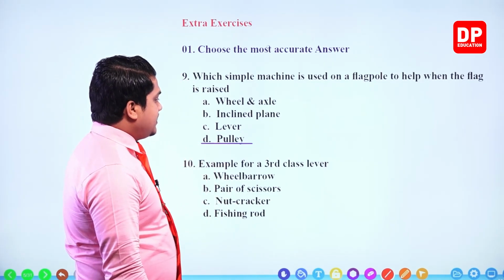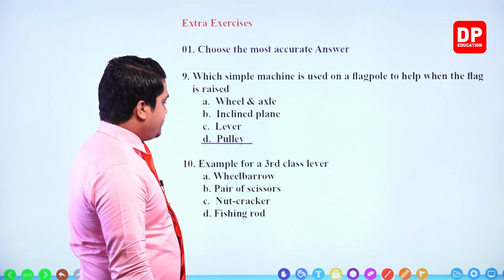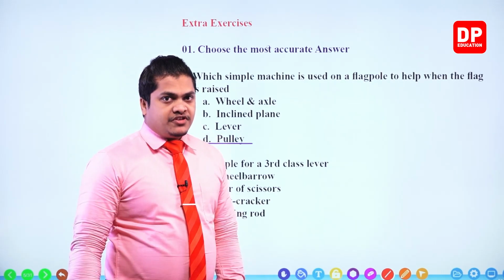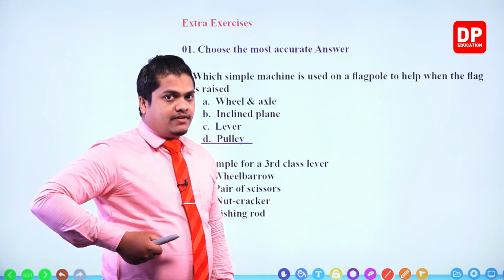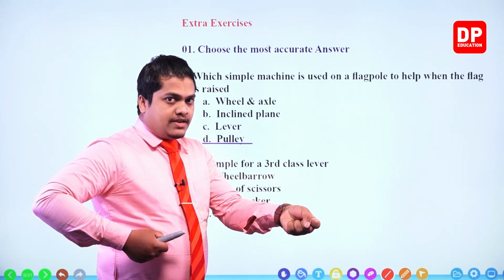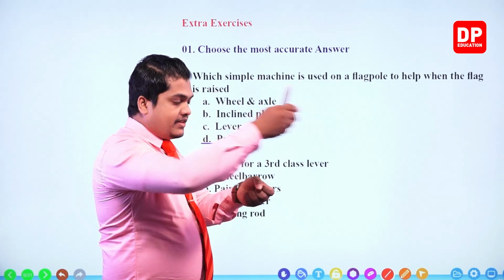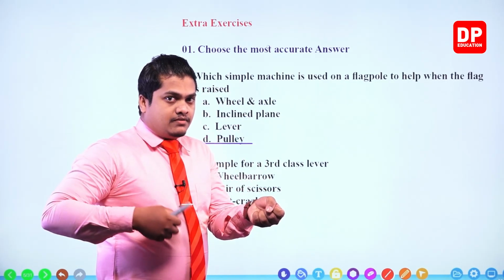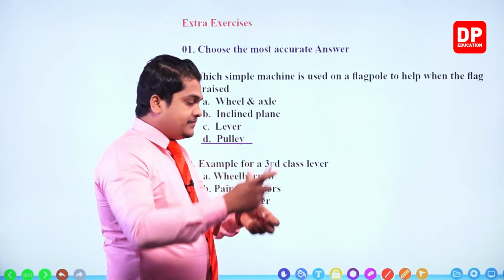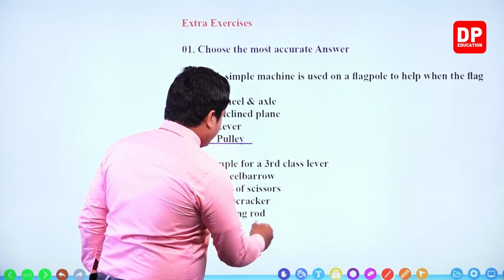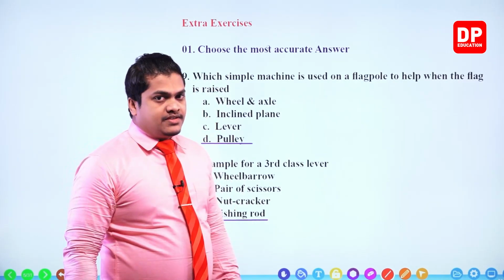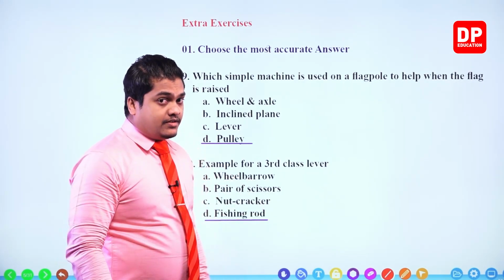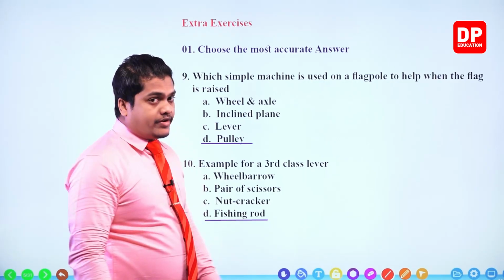Example for a third class lever. Wheelbarrow, pair of scissors, nutcracker, fishing rod. Can you remember the fishing rod? The rotation point is here, the fulcrum. Then the effort at the middle, then the load at the far end. Like this, no? Okay. So the effort is at the middle, with the fulcrum and the load at the two sides. So fishing rod is the answer. Fishing rod. This is our answer, my dear children. First class lever. Sorry, third class lever, right? Third class lever. Fishing rod.